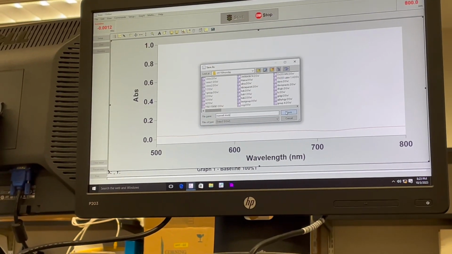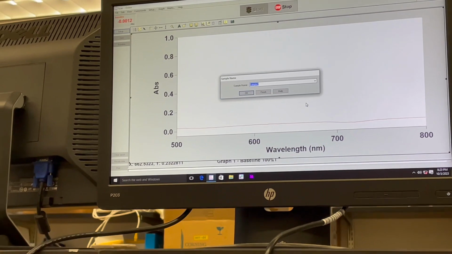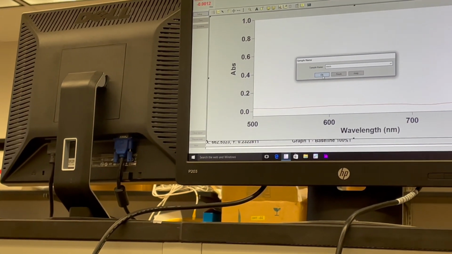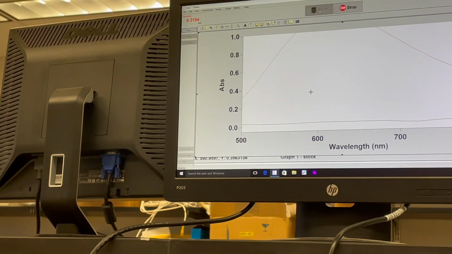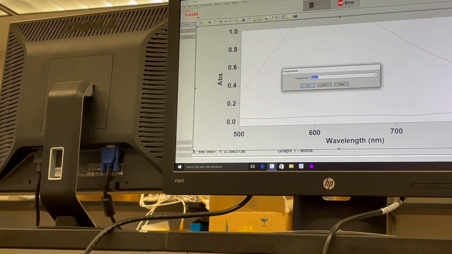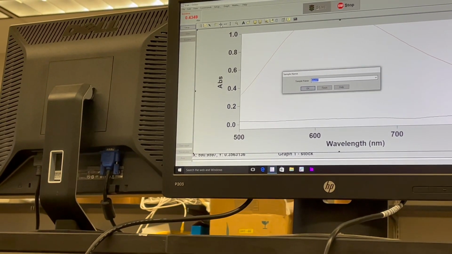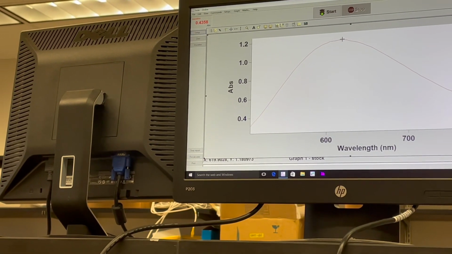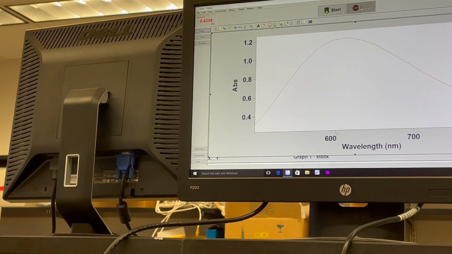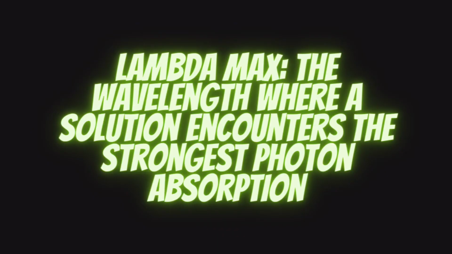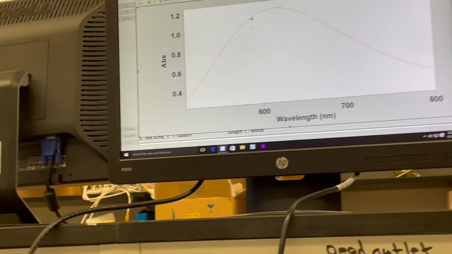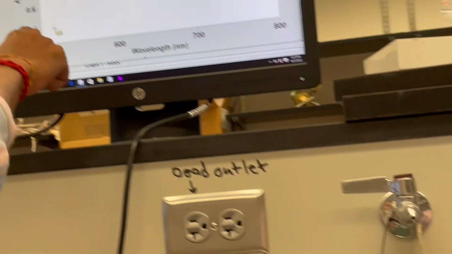Before scanning our samples and finding our absorbencies, we must set up the application to tell our spectrophotometer which wavelengths to scan across. We set our range of wavelengths from 800 nanometers to 200 nanometers. This wide range is necessary to scan across all wavelengths, which is important because it allows us to find our lambda max. Lambda max is the wavelength where a solution encounters the strongest photon absorption. This is important because it gives us an accurate number for measuring the wavelength of a specific substance.